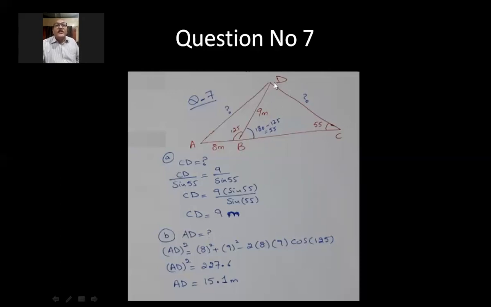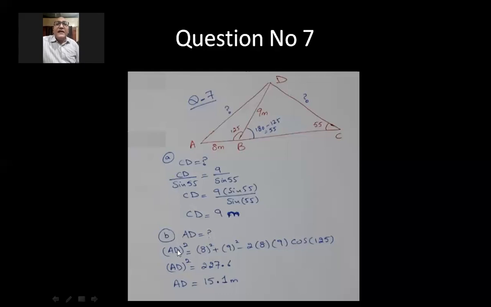Then the question is, what is the length AD? So he's talking about this side AD, and he wants you to find its length. If you look at this triangle ABD, I know BD, that's 9 meters. I know AB, that is 8 meters, and I know the angle between them, that's 125 degrees. I want to find the side which is opposite to the angle 125. So very easily, by using the law of cosine, I can find the side AD.